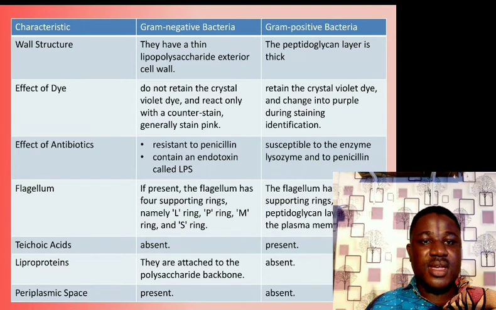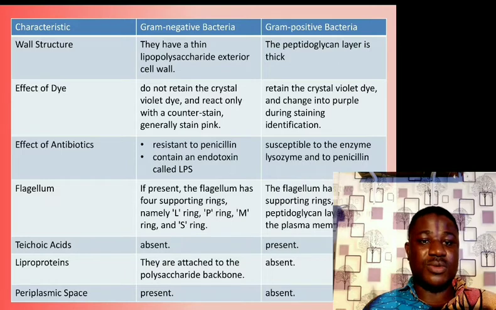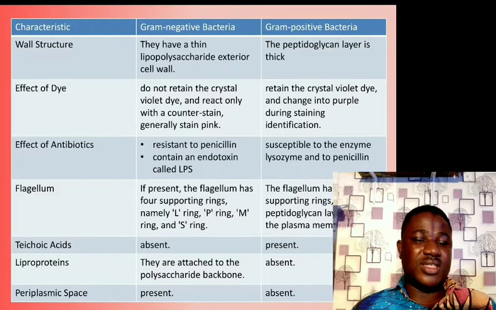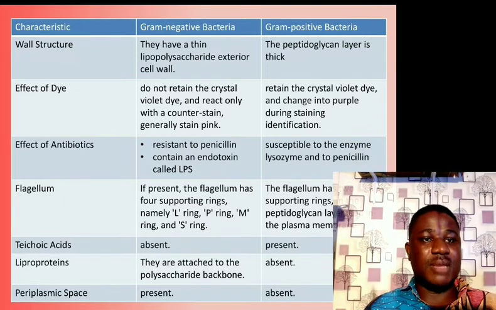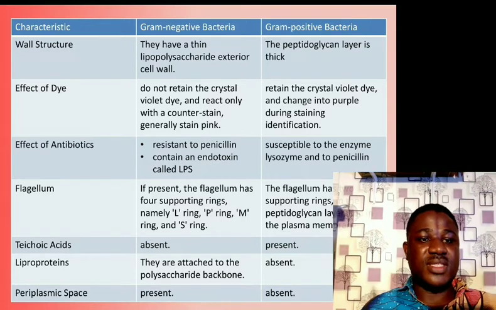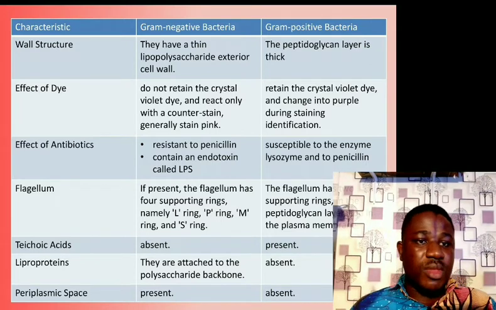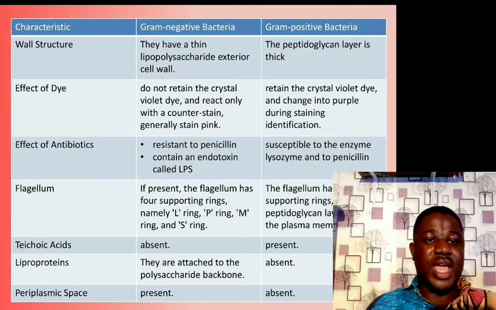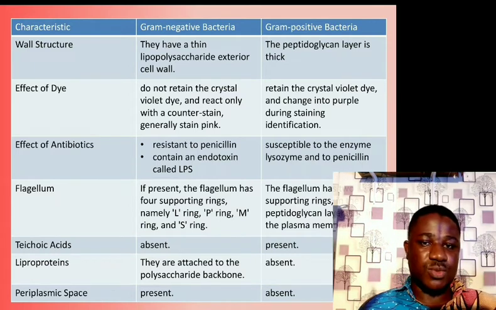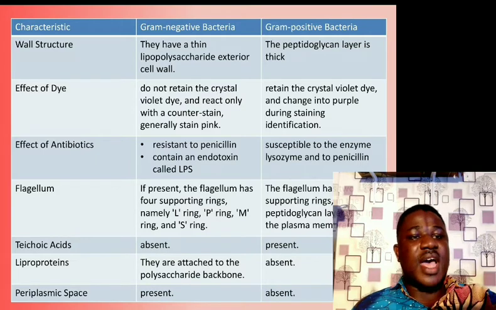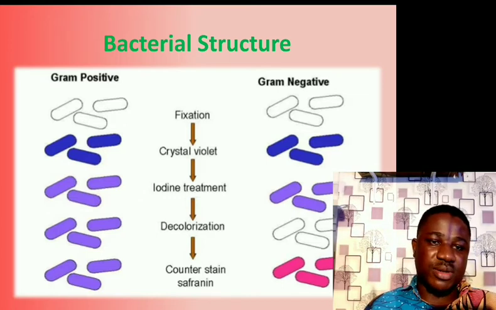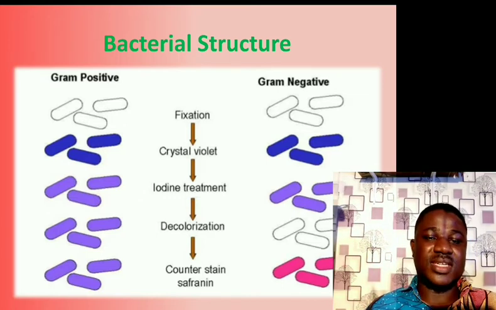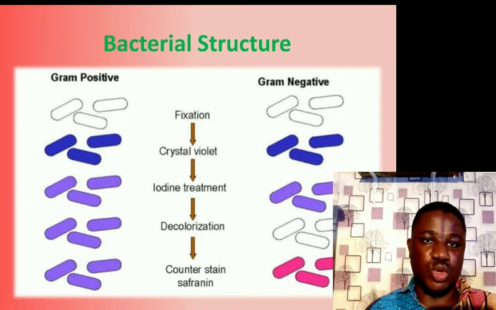Where the flagellum is present, it has 4 supporting rings in gram-negative bacteria. These are namely the L ring, the P ring, the M ring, and the S ring. But in gram-positive bacteria, they have rings that support the peptidoglycan layers and the plasma membrane covering as well. So those are basic differences that you can find between gram-negative and gram-positive bacteria. But like I said, we'll look at that extensively in a dedicated video.